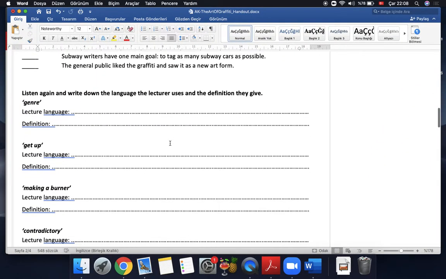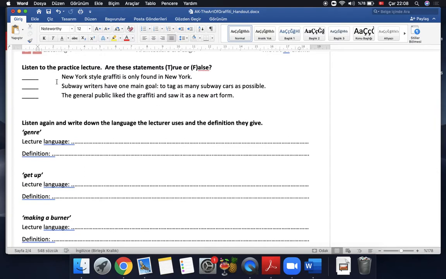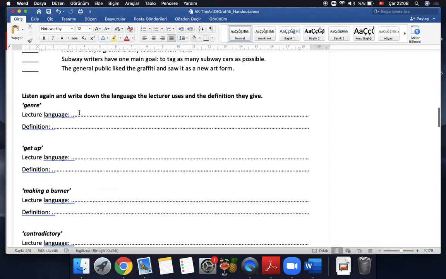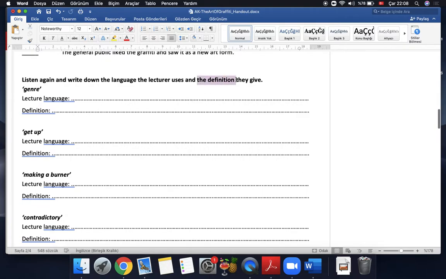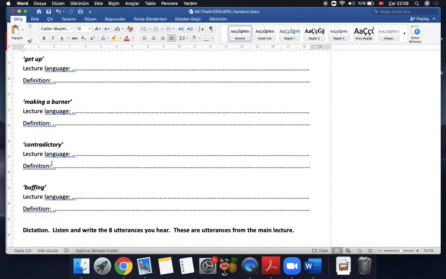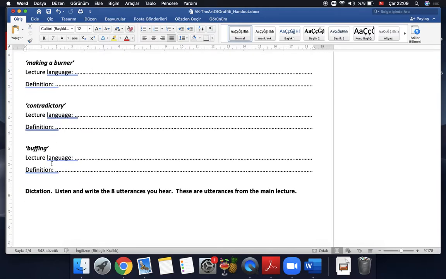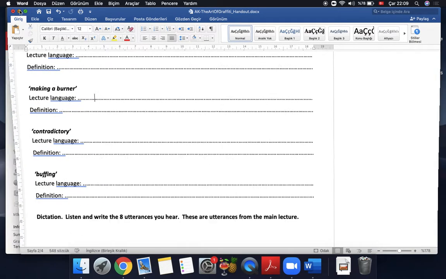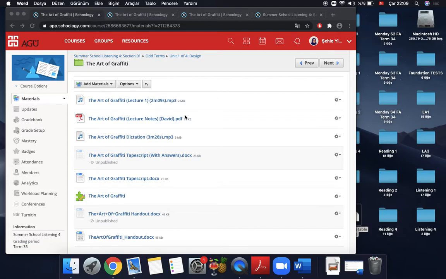Second, about the same mini lecture, you are going to listen to it again, and then write the definition that the speaker gives you. For example, genre. Here you might want to write the sentence where genre is used, and then write the definition. The same for get up, make and burner, and the same with contradictory and buffing. These are the activities related to this mini lecture.